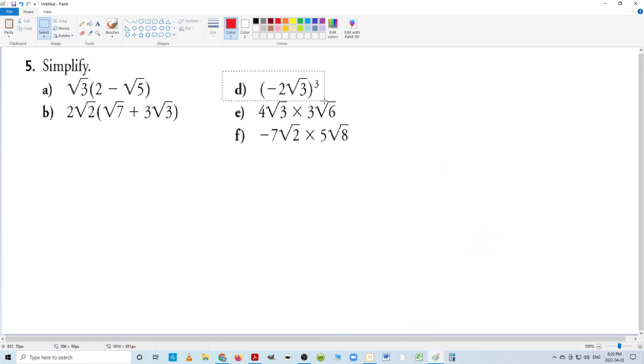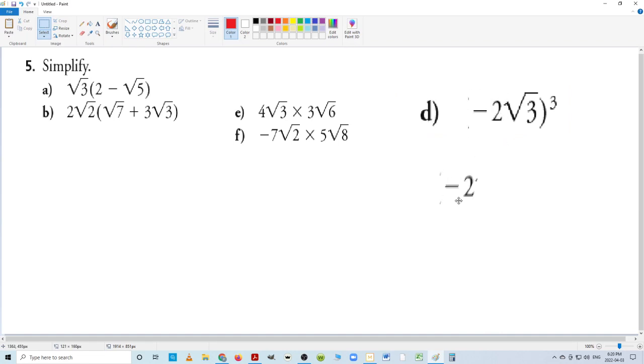And then D, it's the same thing. The rule for powers is that the power applies to both things in the bracket that are multiplying each other. So I get negative 2 to the power of 3. And I also get square root of 3 to the power of 3. Now that's interesting because that's the same as, well, if I want, the easiest thing is to put that as square root of 3 is to the power of half. Well, no, I'm going to leave it like this.